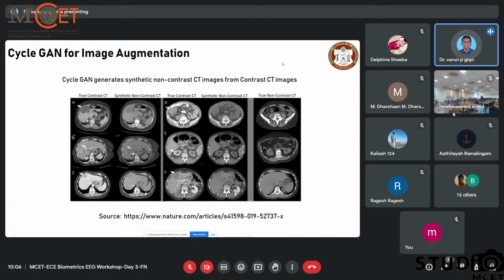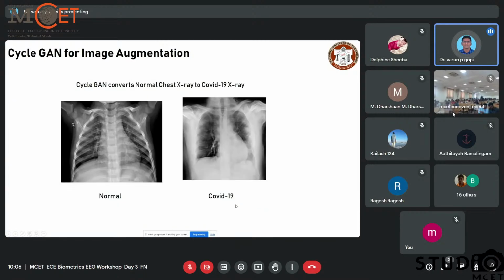So when I'm doing this operation, there is a huge data imbalance. So what I can do is use CycleGAN for generating synthetic data. Here you can see the true contrast CT image generated from the device, and this is the synthetic non-contrast CT obtained from the same image. Similarly, true contrast and synthetic non-contrast. And this is a true non-contrast CT image. You can see that we can generate these images from the original. So we can use it for augmenting the data.